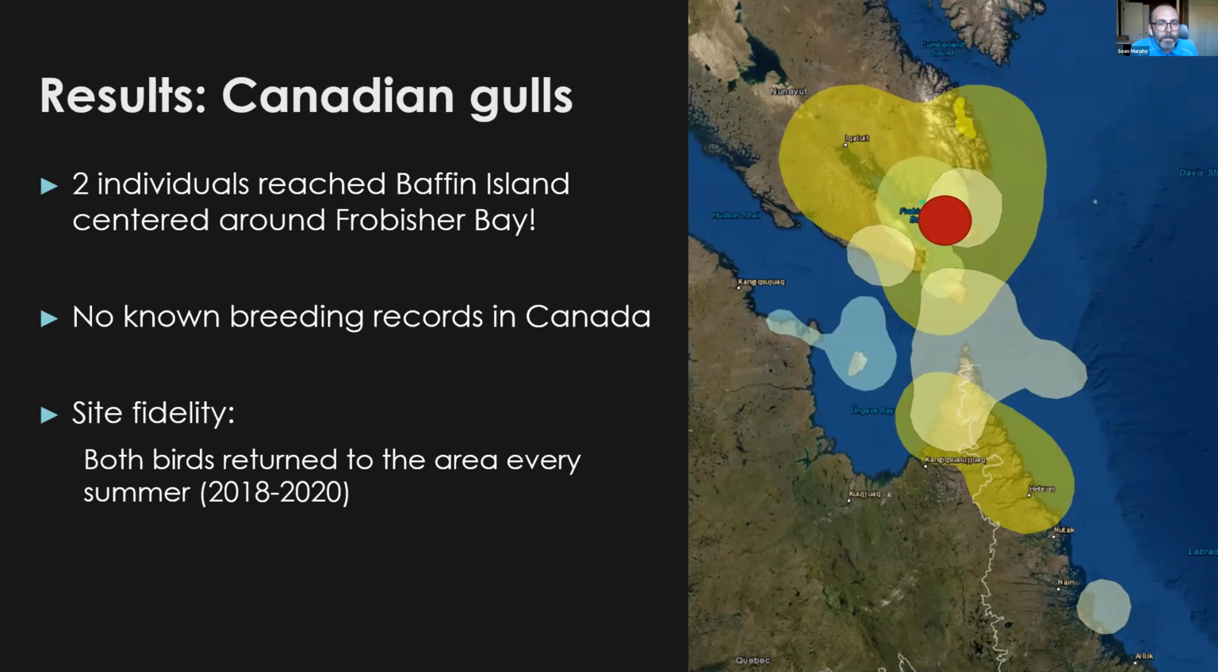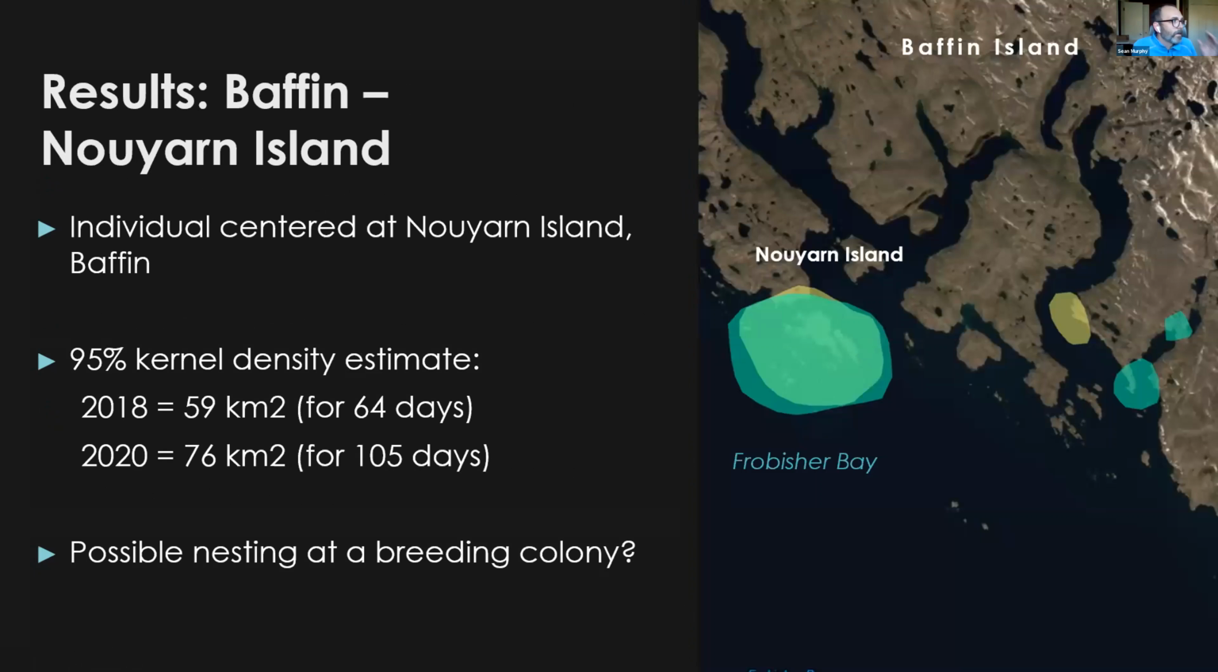And if we take a closer look, if we look here, you see this one little teal aqua colored circle, and we're going to dive right in there to really get into the weeds about one bird in particular. So this is a bird on an island called Nuyarn Island. I don't know if I'm pronouncing that right, and I apologize if I'm mispronouncing it. But this is an island just off of Baffin Island. And this is an individual where showing here in this map are 2 years of its kernel densities, 2018 and 2020. And you can see that they're very small total area usage during their summer season.